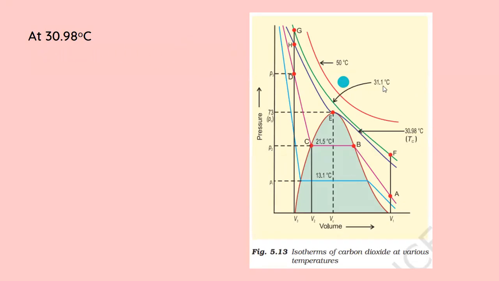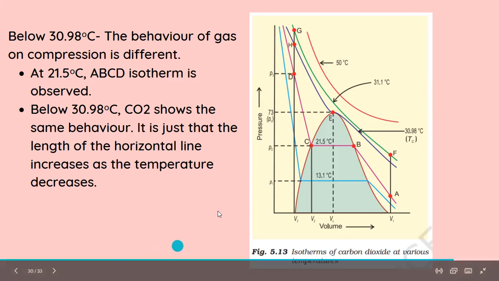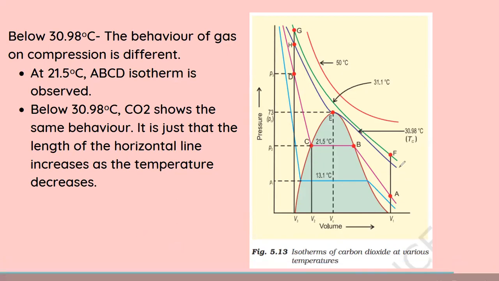So we studied at 30.98 degrees Celsius. Next, we are going to be talking about below 30.98. Now, first of all, this blue line on the graph is for 30.98 degrees Celsius. The ones below this blue line, especially the one in pink and the one in light blue, are both below 30.98. You have one at 20.5 and another one at 13.1 degrees Celsius.